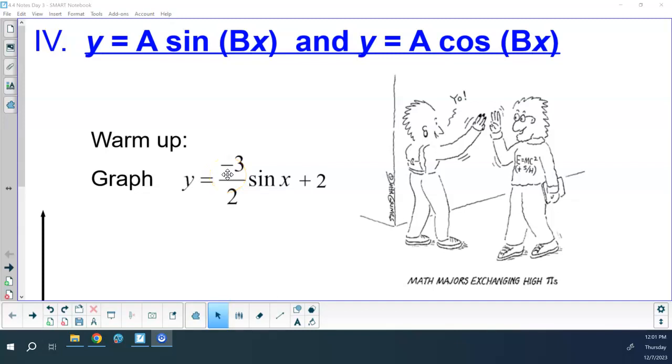So, a warm-up problem to start. Graph y equals -3/2 sine of x plus 2 on the interval 0 to 2 pi. Okay. So we'll start with that one.